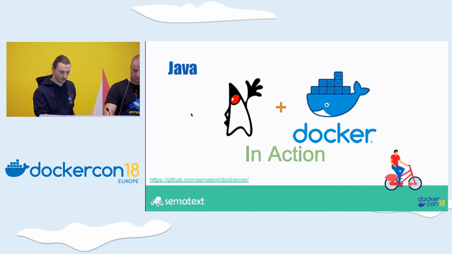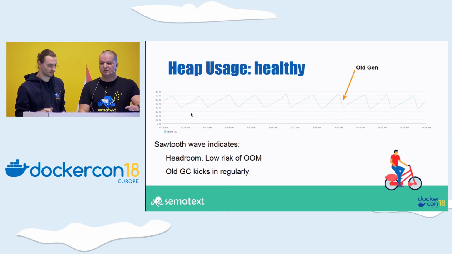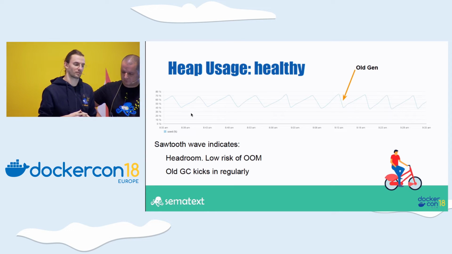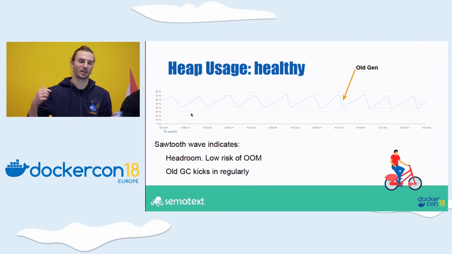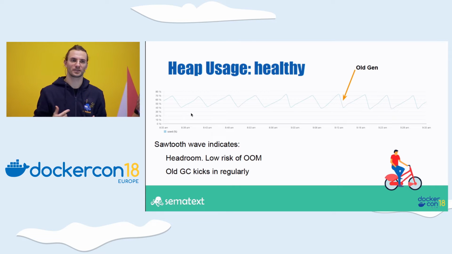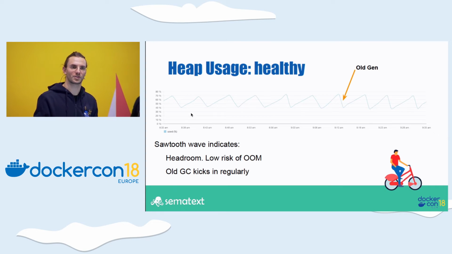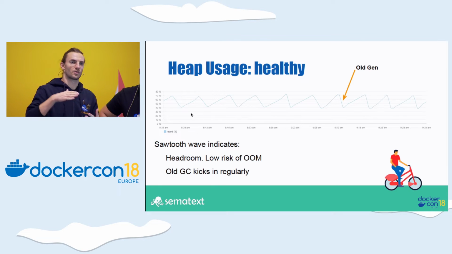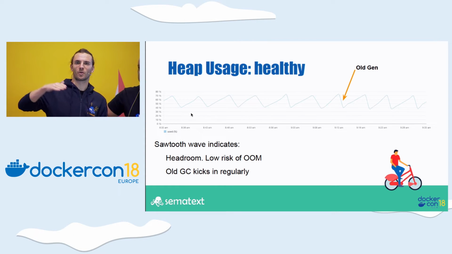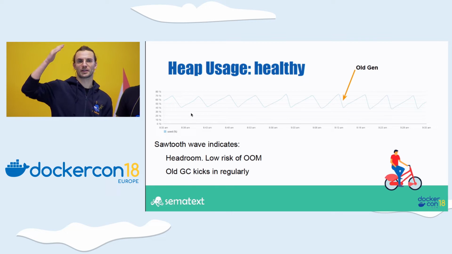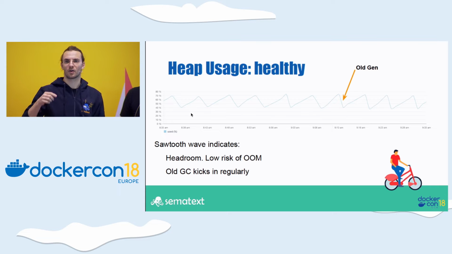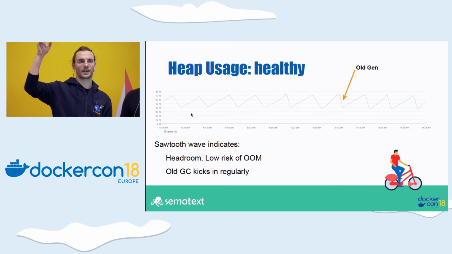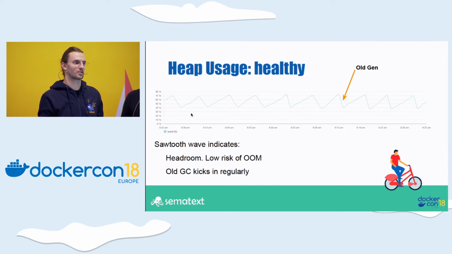All right. So let's jump into that heap usage. So this is a healthy sawtooth pattern. We're going to concentrate on the old generation here because it's typically the more important. So usually heap will just grow with allocations, and then at some configurable threshold, the old GC will kick in and clean some of that up. Now, if those spikes go too high, kind of up and down, then it really means you have too much headroom and you're leaving memory on the table.